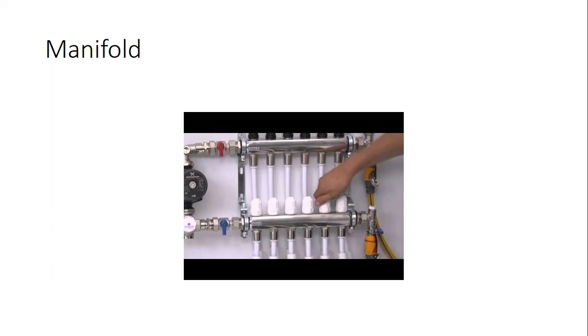But if you see this, the manifold heads, the white heads, what we do in the KNX is we control those heads to open and close, and at the same time we turn the pump on and off. So if any of the heads on the manifold is open, you want the pump to run so the water flows in that loop. If all the heads are shut, then you want to turn off the pump.